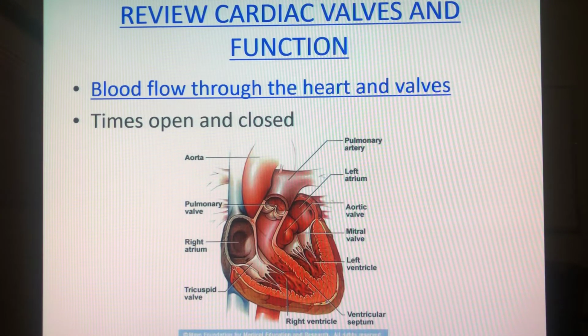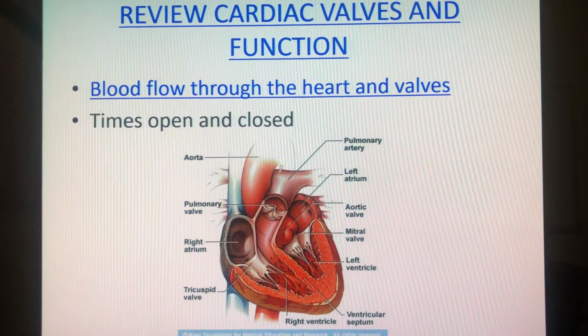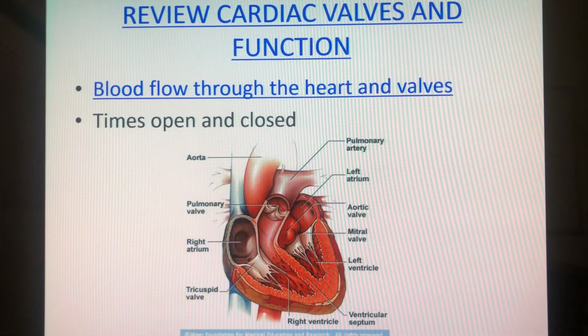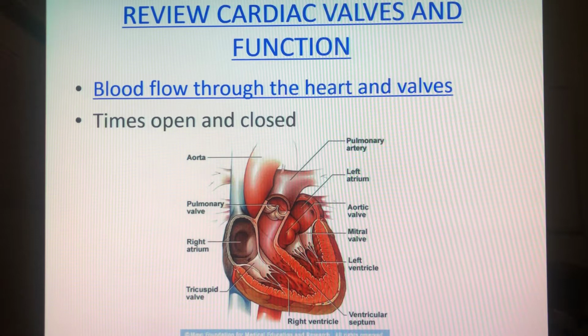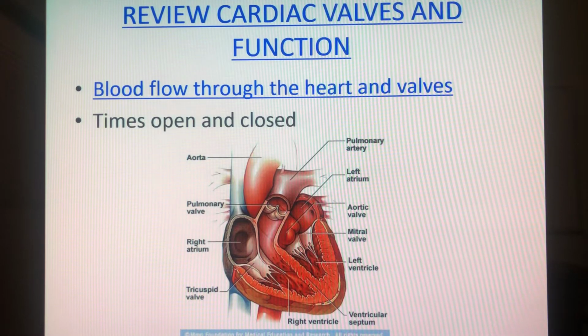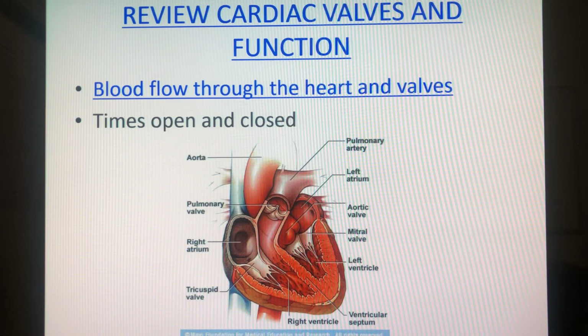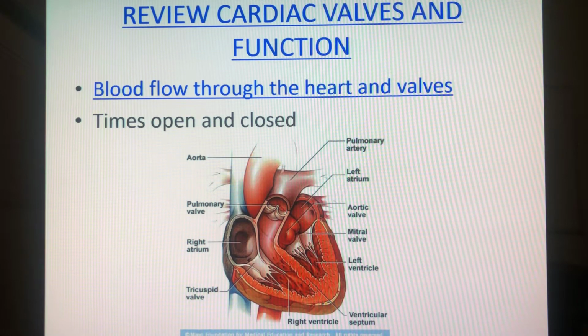Hi guys, I'm going to go ahead and make a couple of quick videos to talk about the cardiac stuff that I didn't get time to in class. What I'm not going to do is go over the basic anatomy from this slide about the blood flow through the heart and the valves. You should already know this. This is pathophysiology after all.